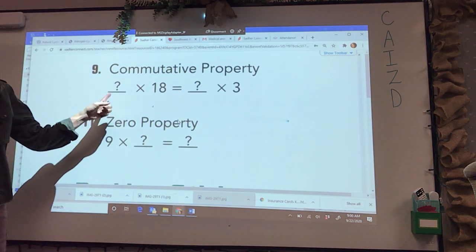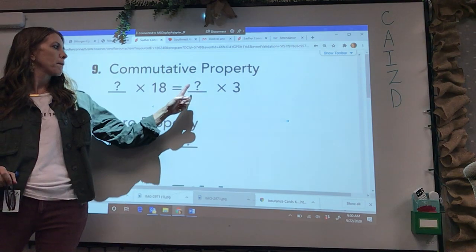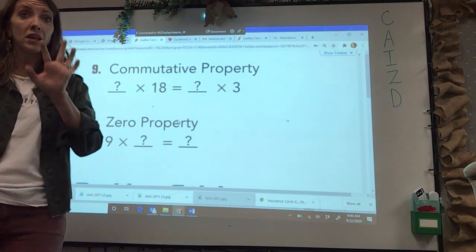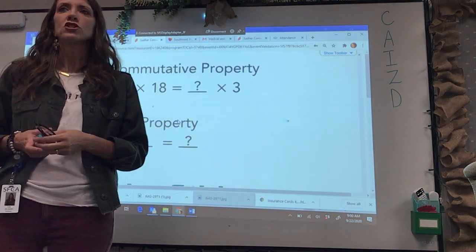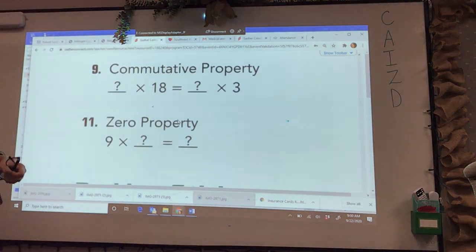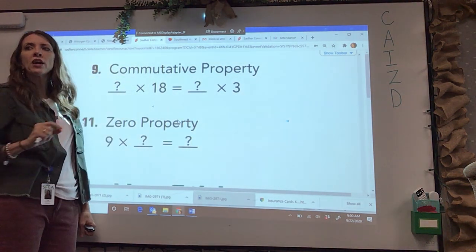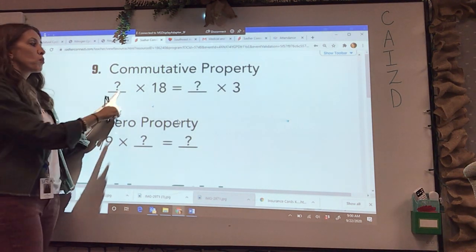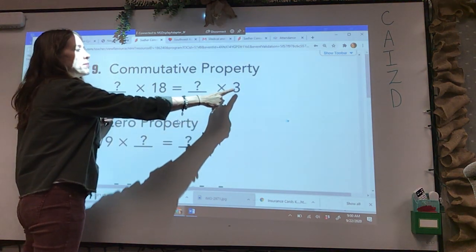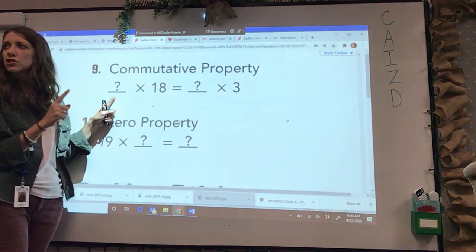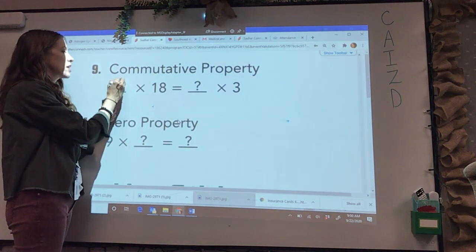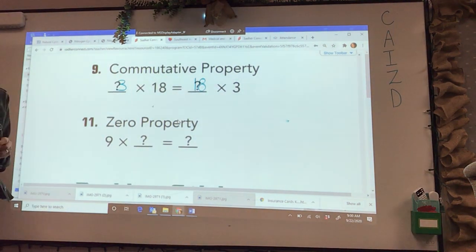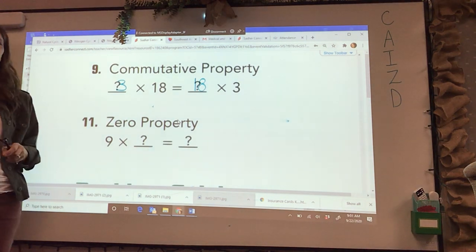Okay, look at what times 18 equals blank times 18 equals blank times 3. If it's commutative, that means everything stayed the same as far as what numbers there are. They just changed position. So it looks like everybody got this one right. Something times 18 equals something times 3. That means these numbers are just switching. 3 times 18 equals the same thing as 18 times 3. Commutative property. How about the zero property?